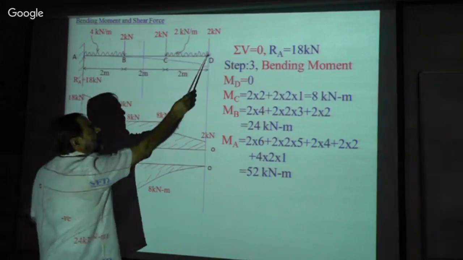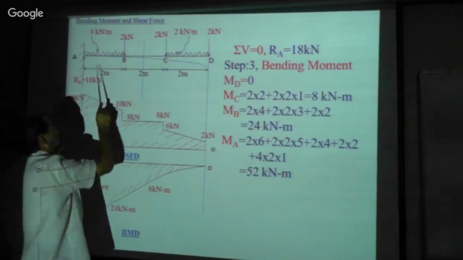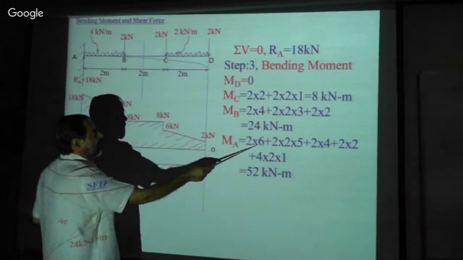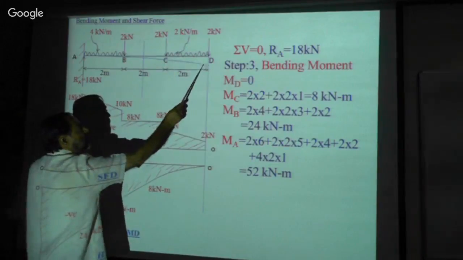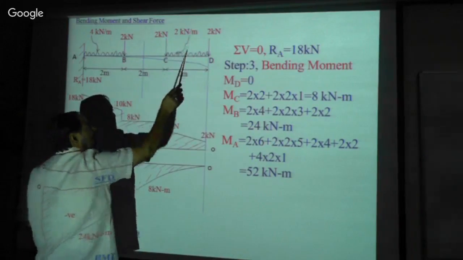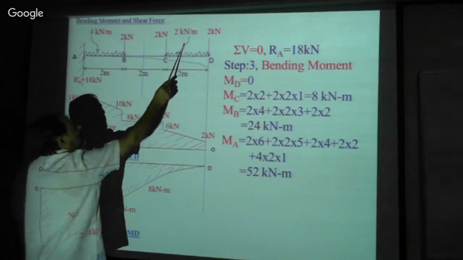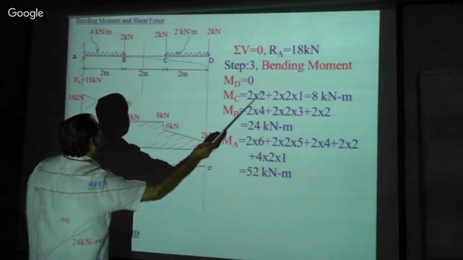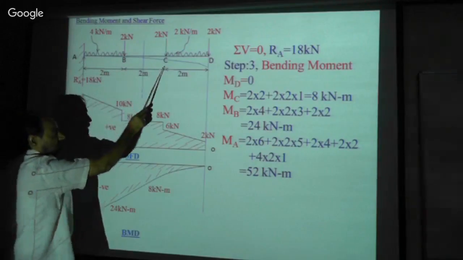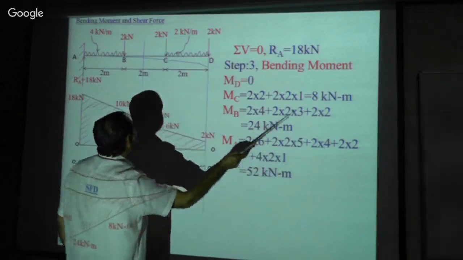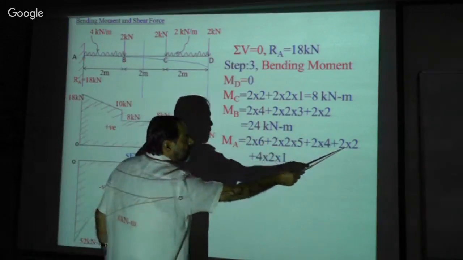So now at A, the bending moment is 2 kilonewton multiplied by the perpendicular distance, that is 2 into 6. And similarly, the 2 kilonewton over a 2 meter span gives 4 kilonewton acting at the center. Therefore, from here to here is 2 plus 2 plus 1, 5 meter. That is what is printed here. And similarly, the 2 kilonewton force is at a distance of 4 meter, so 2 into 4 meter. And similarly, 2 kilonewton multiplied by 2 into 2.